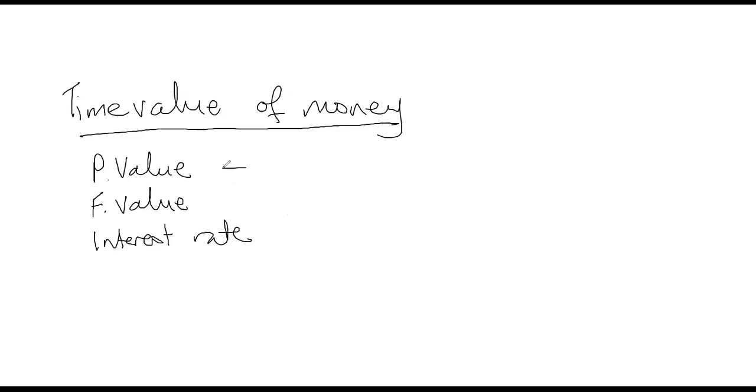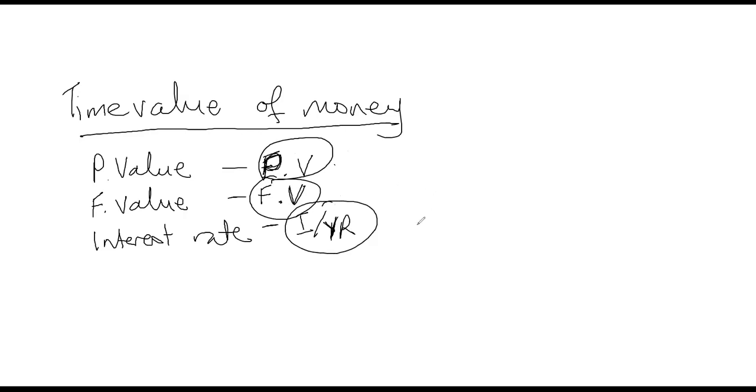So on your financial calculator, the present value is represented by PV, the future value by FV, and the interest rate by I over YR. Okay, so these are the buttons that represent the present value, future value, and the interest rate. On some other calculators, the interest rate is actually just I over Y.